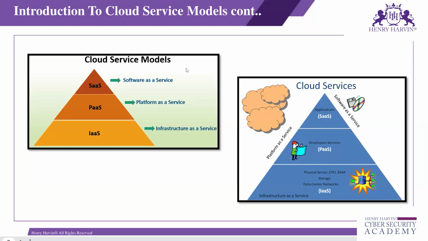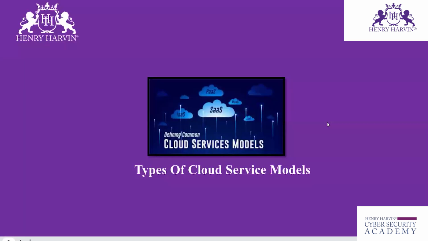So in this case, we are taking software as a service. That means, for example, WhatsApp. This comes under this. Here it is clearly mentioned: infrastructure as a service, physical server, CPU, RAM, server, everything will be there. Platform as a service, developer services come under that. Software as a service, only applications come under it.